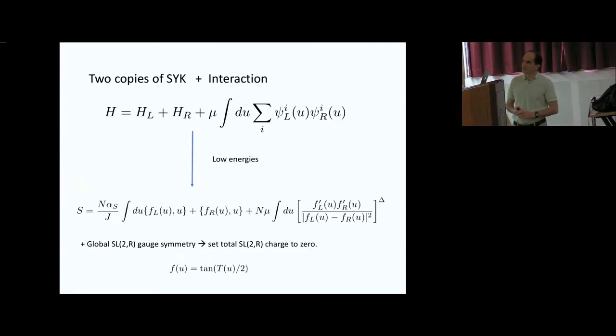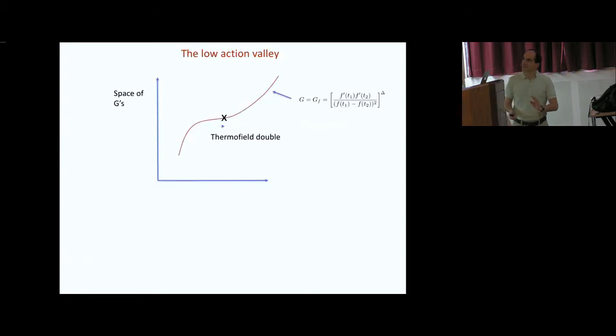So what we're doing is, I will explain it in the next transparency a little better, and then we'll go back to the previous transparency. So if we think about these two copies of the SYK model, we can think of it in terms of this function g, which is a function of two times, right? Which is what was appearing in the effective action, right?